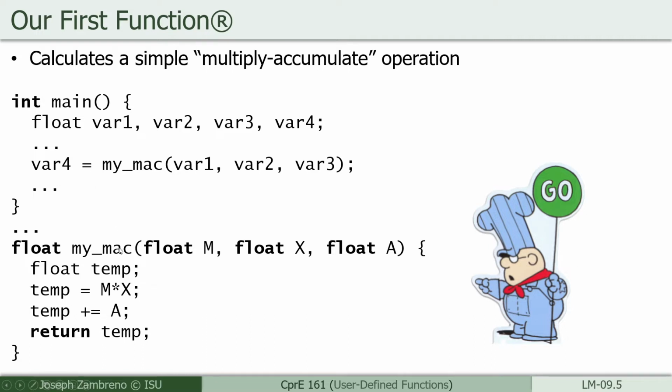And then elsewhere in the code, we have our myMac function that declares its three different inputs, float m, x, and a. And although we don't strictly need to define a separate temporary variable here, we declare one to first store the result of m times x. We then add to that the value of a. That's what calculates m times x plus a. And then we finally return that temp variable. Let's take a look at that function in action here.